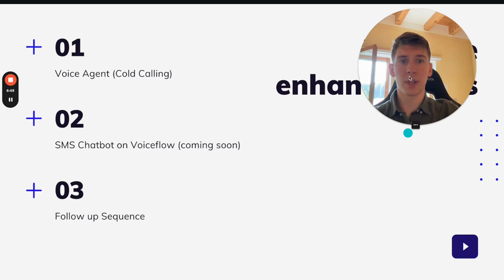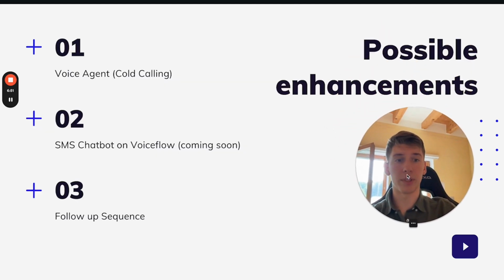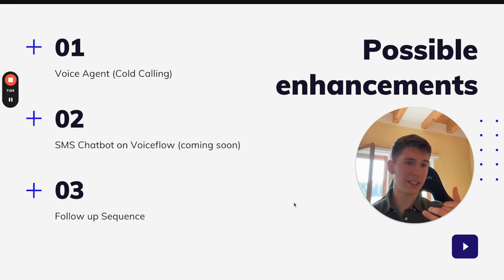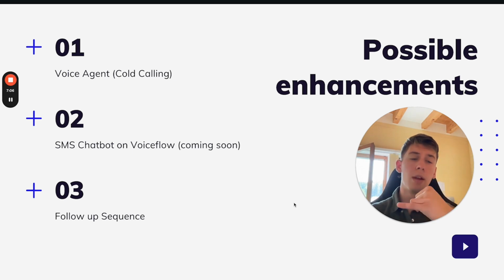But other than that, let's take a look at what the possible enhancements are. Enhancement number 1 is a voice agent, meaning cold calling, or in this case, warm calling. Basically, the moment they submit their number, the moment they submit the form, 10 seconds later down the line they're going to get a phone call from an AI agent. And you can program that fairly easily.